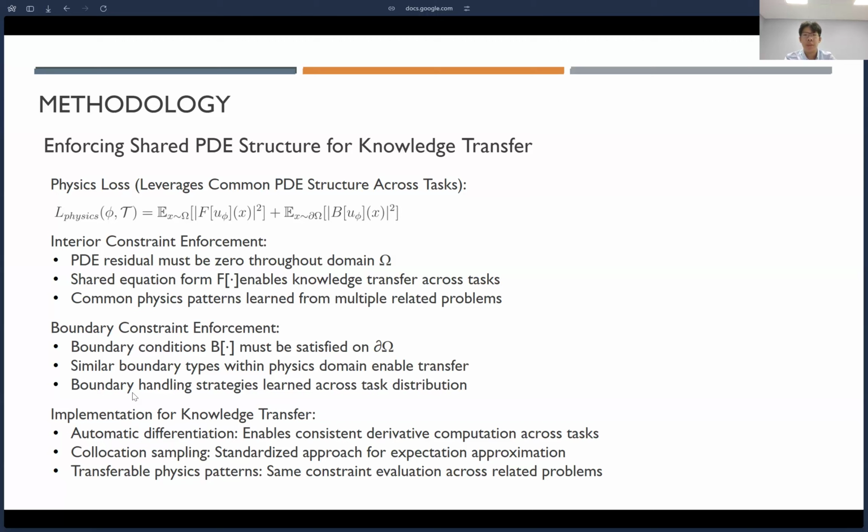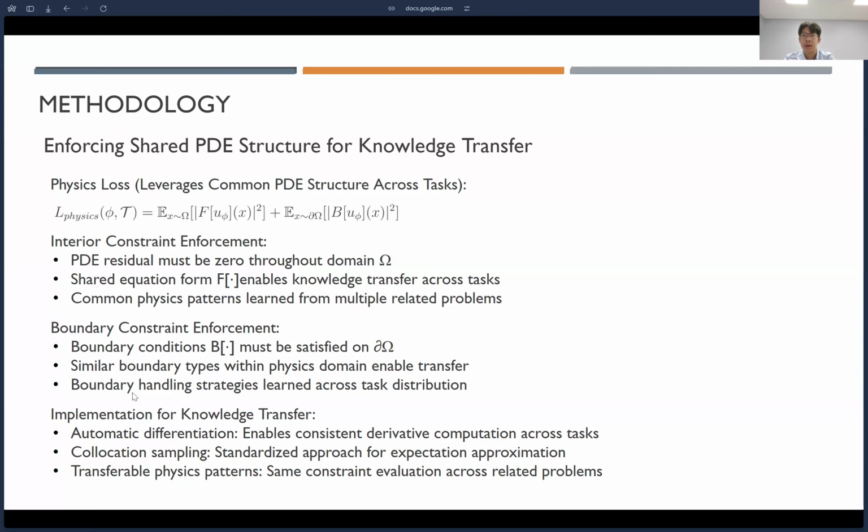For boundary constraint enforcement, boundary conditions B must be satisfied on partial Omega. Similar boundary types within physics domains enable transfer, and the boundary handling strategies are learned across the different task distribution. The implementation uses automatic differentiation for consistent derivative computation across tasks, and collocation sampling for standardized expectation approximation, with transferable physics patterns for the same constraint evaluation across related problems. The key insight is that consistent physics constraint enforcement creates a shared learning signal that enables knowledge transfer between the related physics tasks.